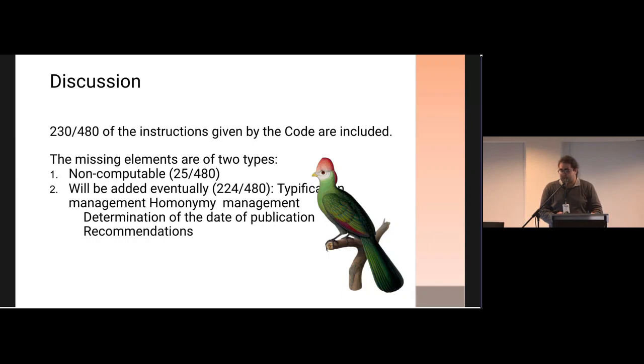So, for example, typification management, when to designate a neotype, when to designate a lectotype, if it's necessary. Homonymy management, the determination of a date of publication if there is a conflict on that, and the rest of the recommendations that are not already in the software.